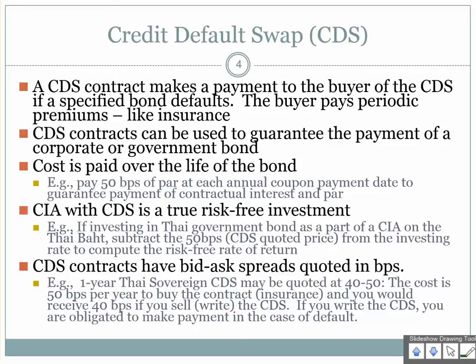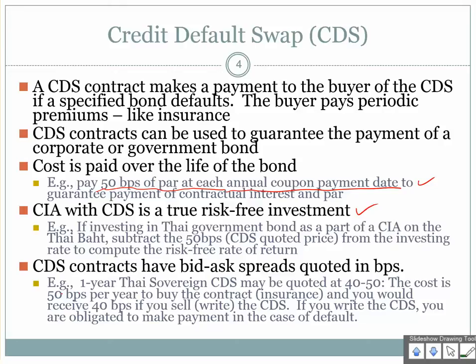So the cost of the insurance, like any other insurance product you may have ever paid, is paid periodically over the life of a bond. For example, you could buy a foreign bond or even a corporate bond, and someone may quote to you that for 50 basis points a year of par, I'll insure that bond makes all its payments. Once you have a CDS on a bond, you buy the bond, collect the interest from the bond issuer, and pay the CDS issuer a premium. Then you truly have a risk-free investment.